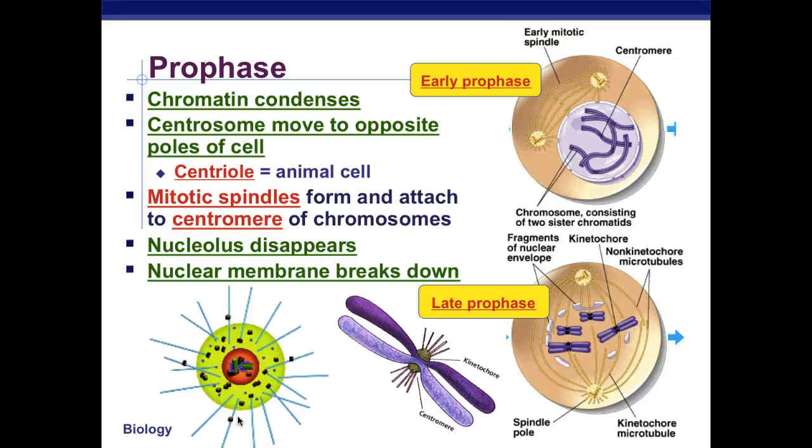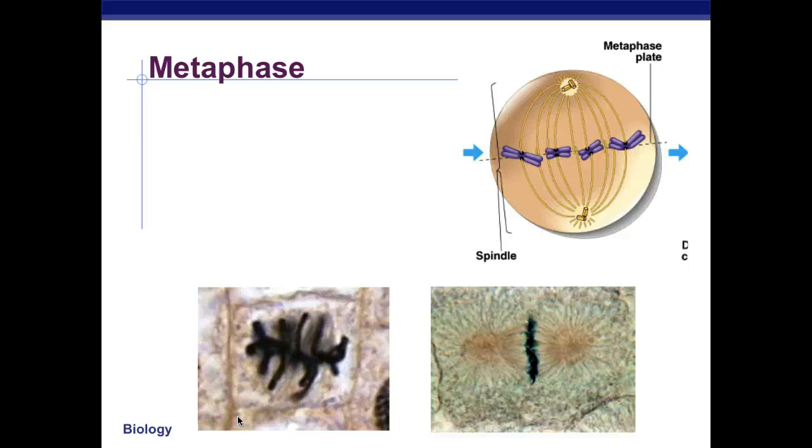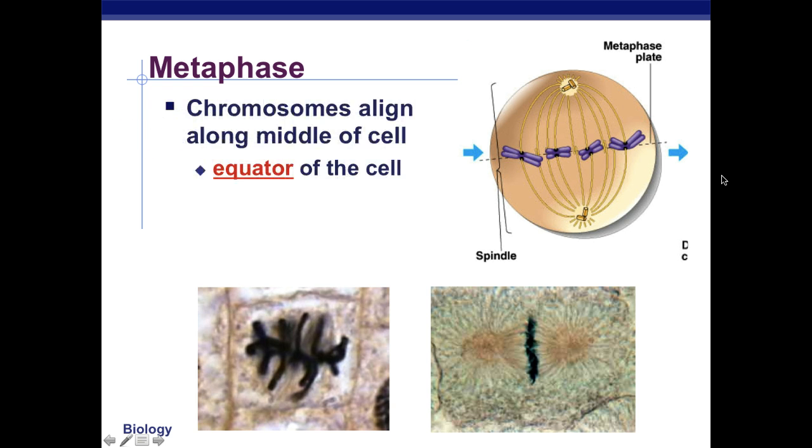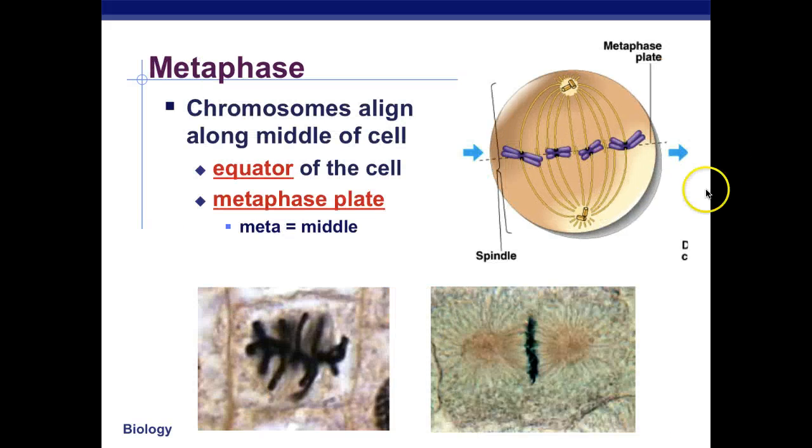The mitotic spindles need to be attached so that the chromosomes can be pulled to the opposite poles. During metaphase, like I said, the chromosomes are going to line up along the metaphase plate. So they're going to line up on the equator of the cell, called the metaphase plate, meta meaning middle, and get ready to be pulled apart. So if we look at these cells, this is kind of what it looks like under the microscope. You have the chromosomes all lined up in the center of the cell.